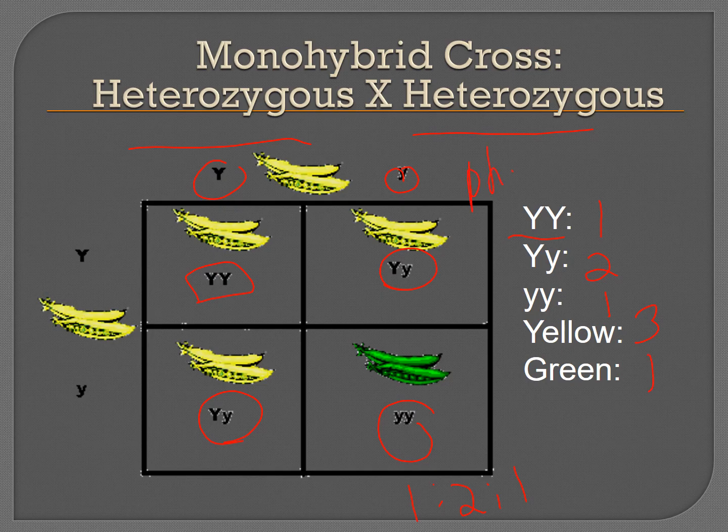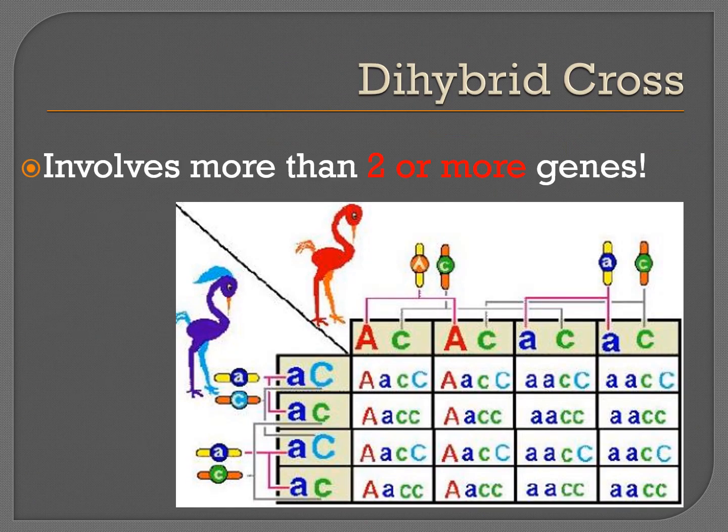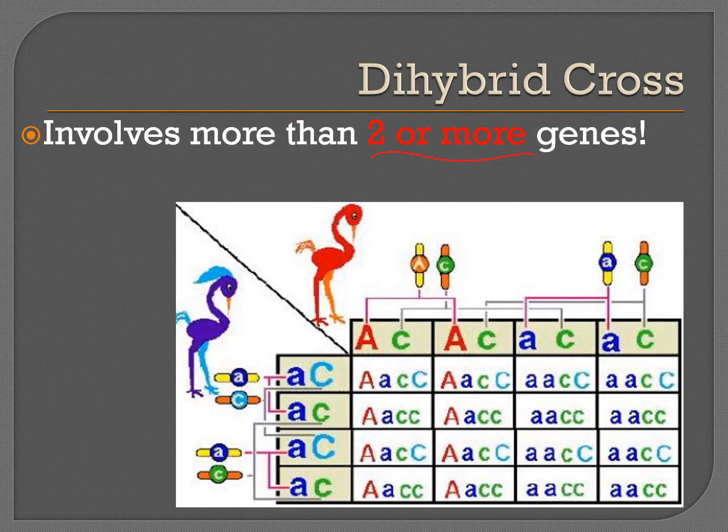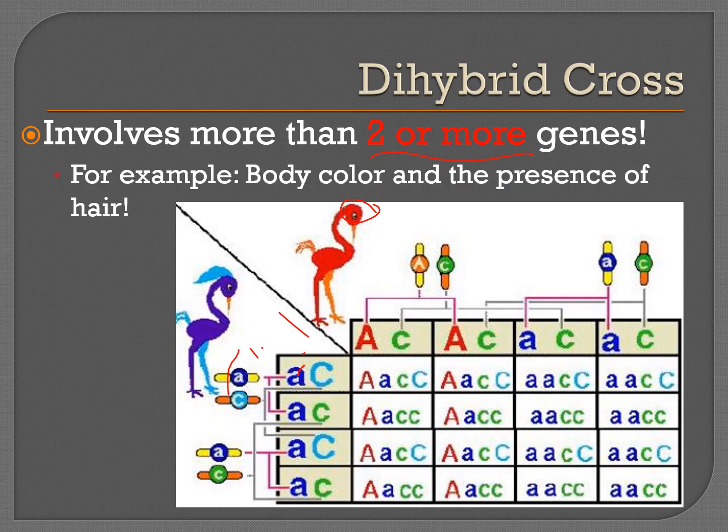Now, this is where the terms come in. If I say what is the phenotype ratio, phenotype is what we see, right? I'm going to see yellow or green, so that would be 3-to-1. But if I say what's the genotype, those, again, are letters. And dihybrid just means it's 2 or more, and as you see, this has to do with a lot more. Like here, you see there's nothing up here in the color. For example, body color in the presence of hair.